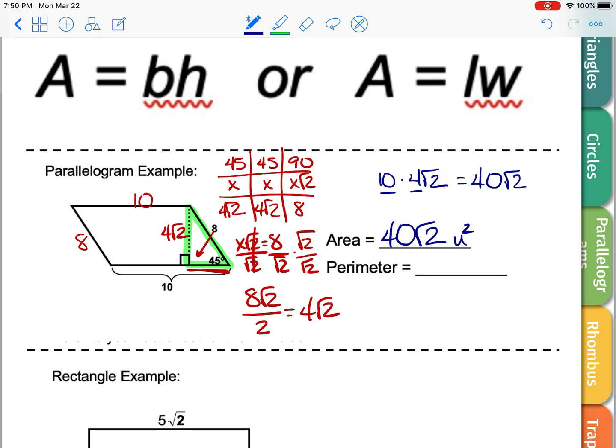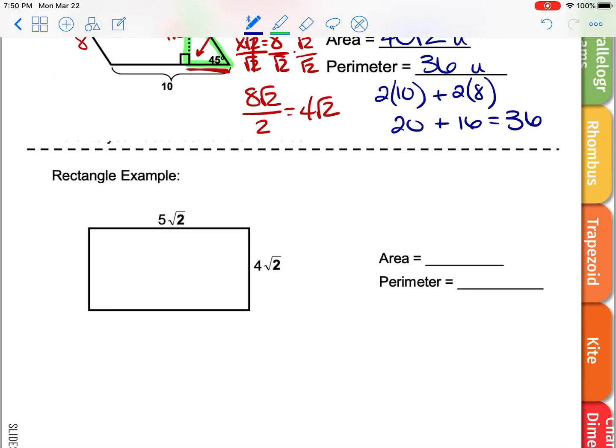For perimeter, we can add up the outside pieces, so we have 2 10s and we have 2 8s. So 10 and 10 gives me 20, 2 8s gives me 16, add those together and that gives me 36, and there's our perimeter. So when you're working with parallelograms, remember for area, you need that height, which is inside the figure. You could do one that's outside, but it's usually the one that's inside where you have a special triangle to work with. Okay, so now let's work with rectangles.